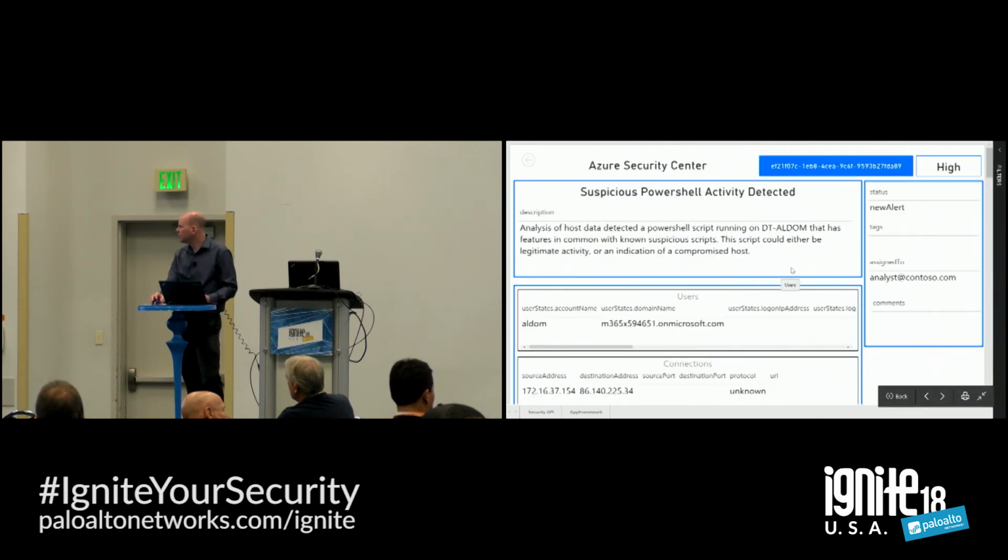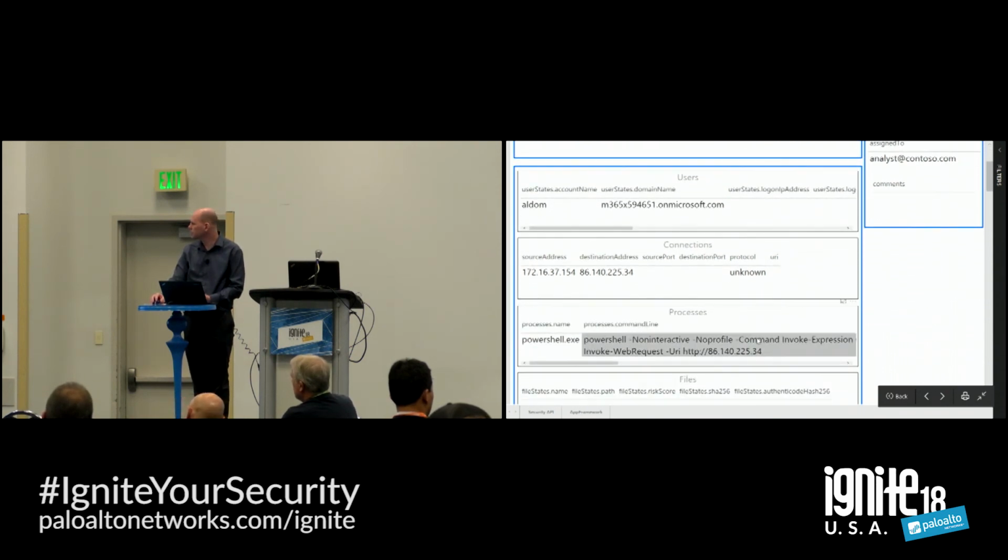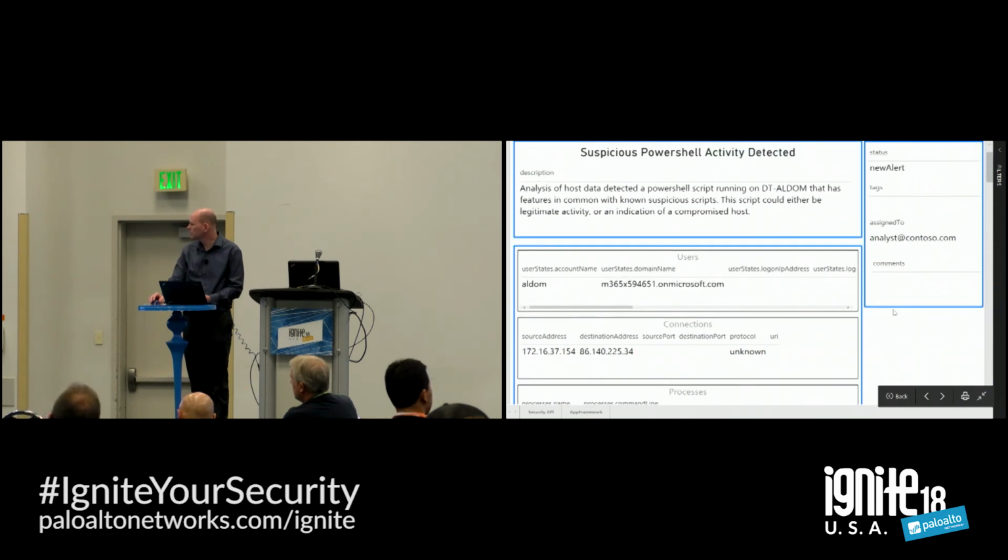This is, again, same machine. So again, that virtual machine in Azure. Same user, but very different. This time it's a PowerShell script that ran and did some strange things. Here's the actual command line that was invoked. We can see that it was actually just invoking a command to a particular IP address. That's very suspicious. We don't know anything about that IP address in Azure Security Center, apparently. But we do know that that's an odd thing to see. So let's take a look.